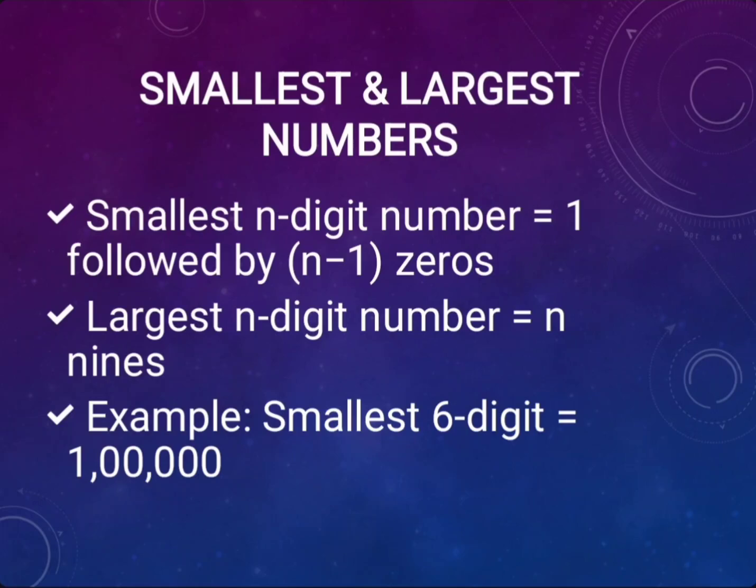Also, the largest n-digit number is formed by writing n nines. For instance, the largest 2-digit number is 99, and the largest 3-digit number is 999. Therefore, whatever number of digits is asked, you write that many nines and form the largest n-digit number.